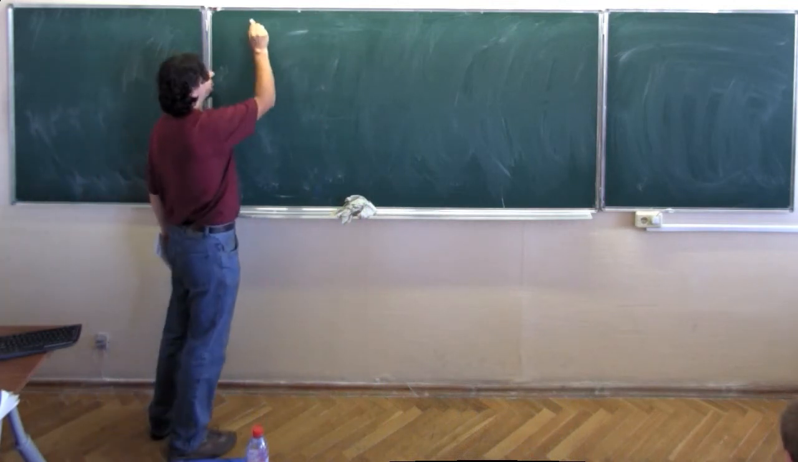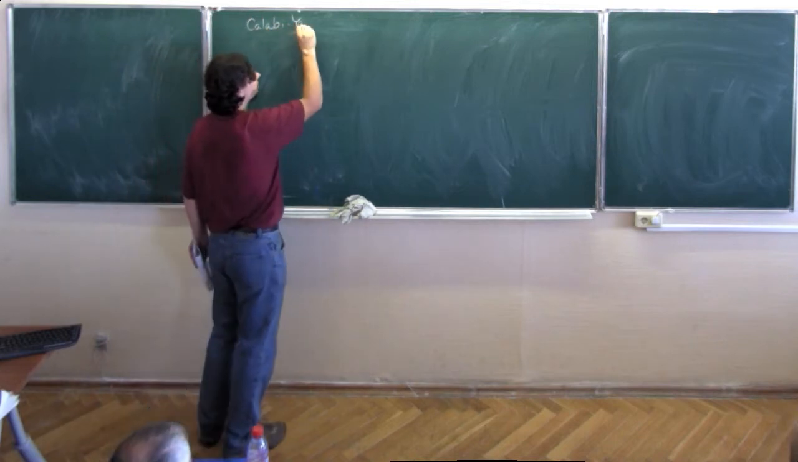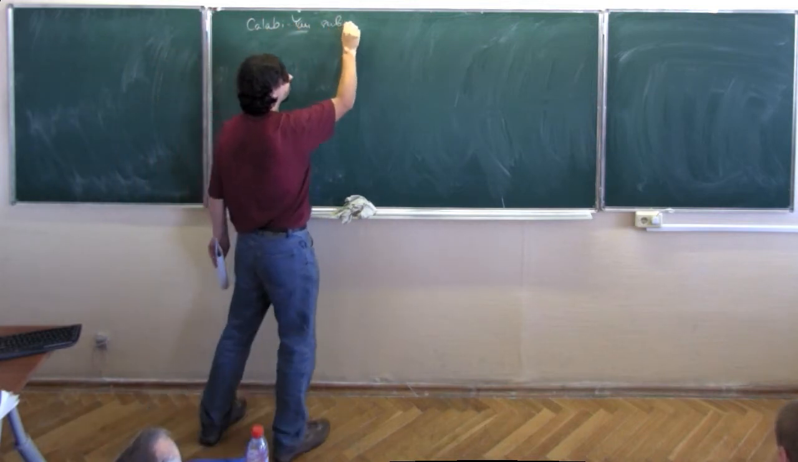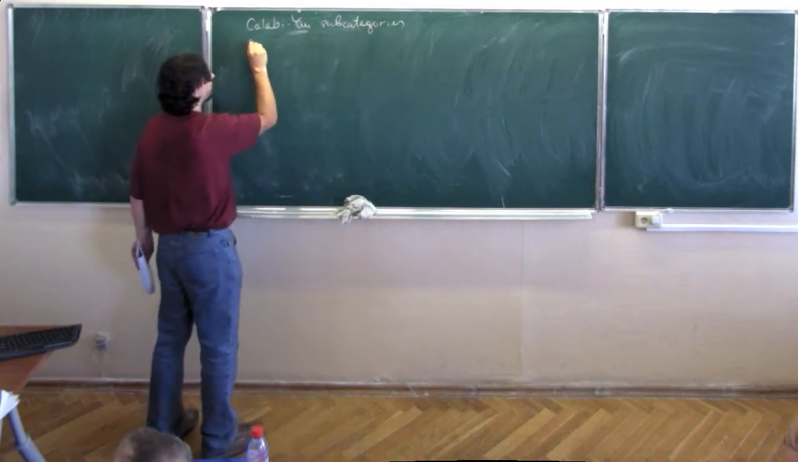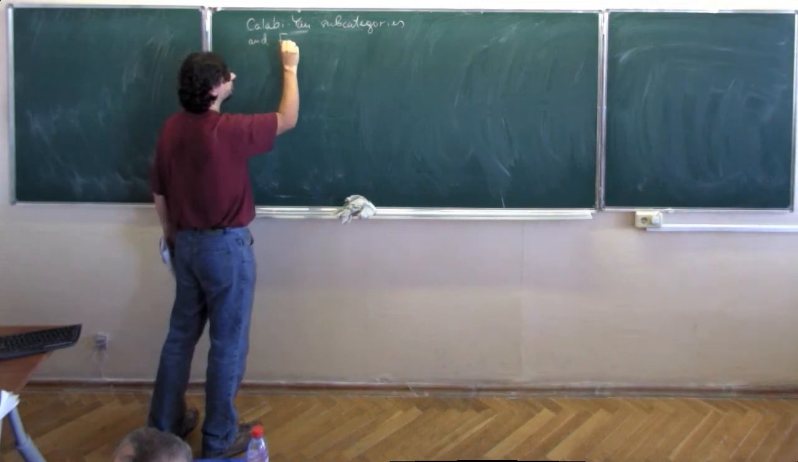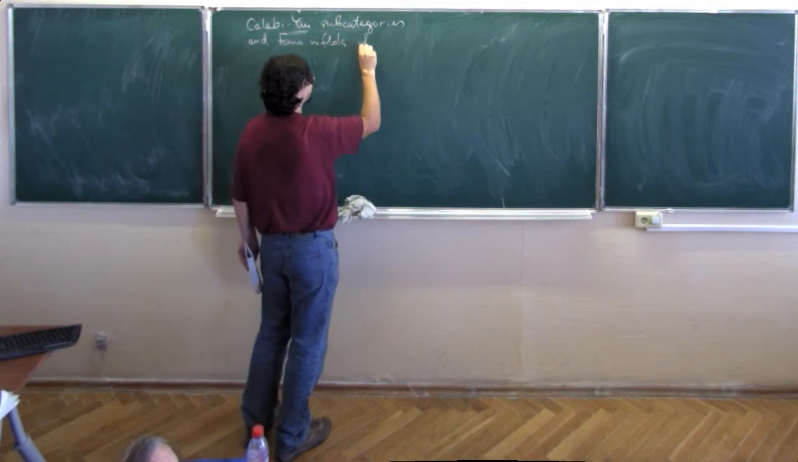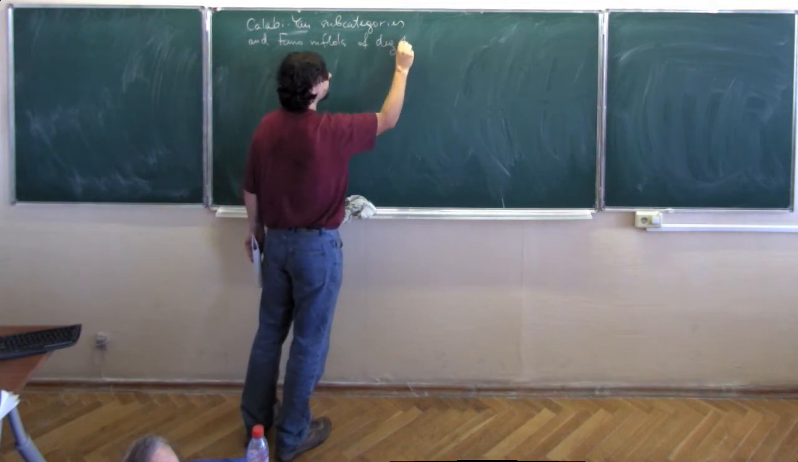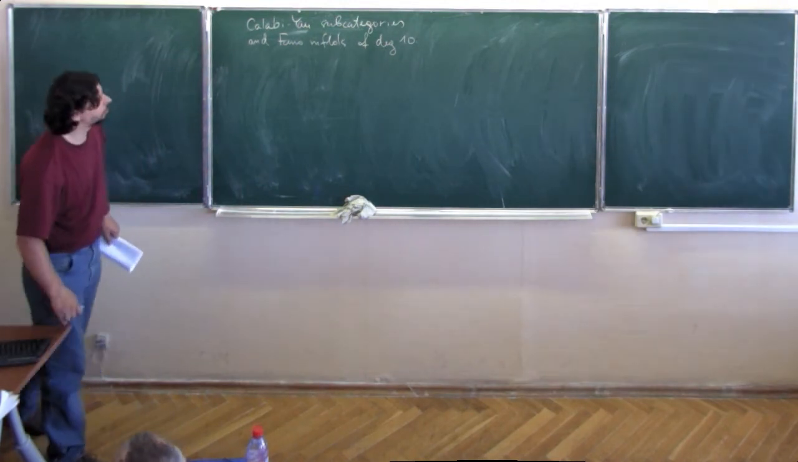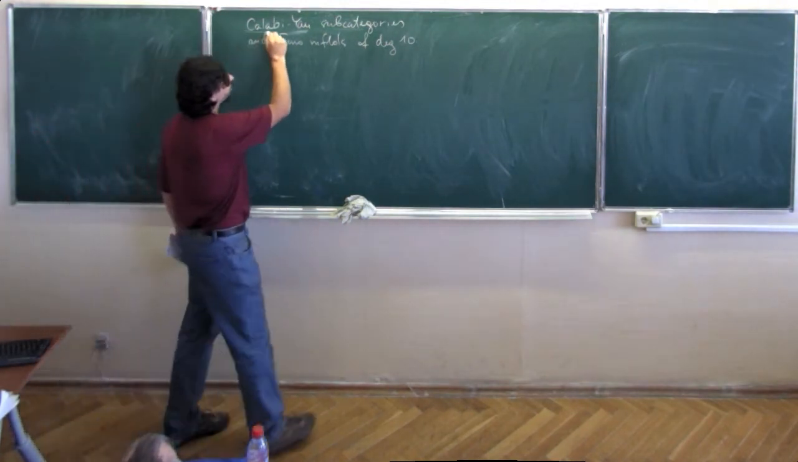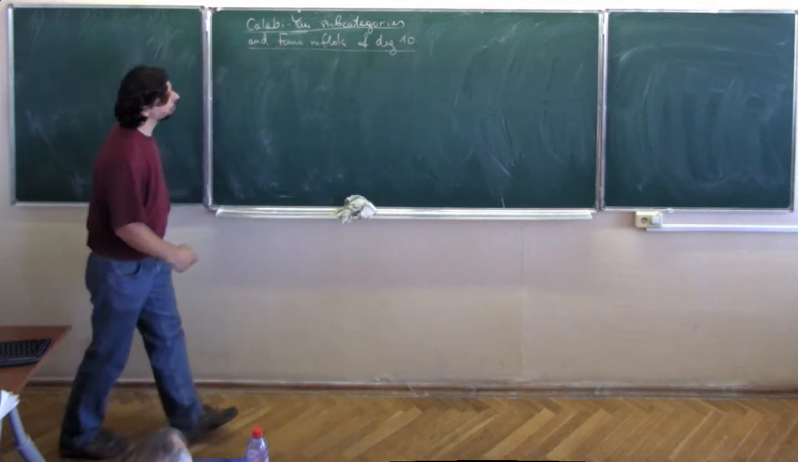So I will speak indeed about Calabi-Yau categories, in fact subcategories, and Fano manifolds of the grid plane. In some sense, the point of view which I would like to show is the following.